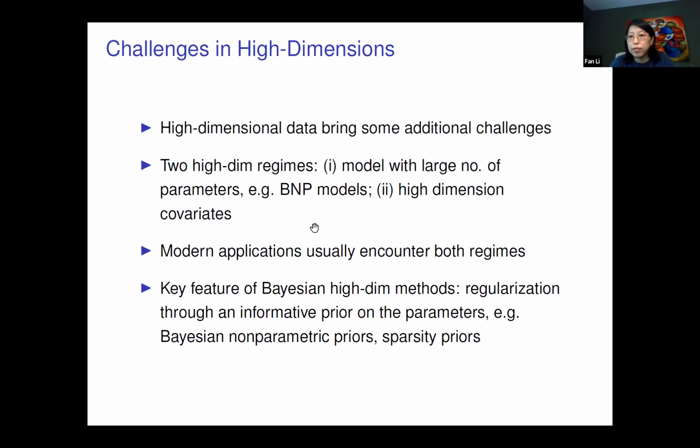So I probably have 5 minutes. I'll try to run through the high dimensions in 5 minutes. The last section of this is, we all know that high dimensional data brings additional challenges, and there are at least 2 different types of high dimension regimes. The first one is when the model itself is high dimensional, like Bayesian non-parametric models themselves have a lot of parameters. And the second one is when you have high dimensional covariates, a lot of covariates. Modern applications usually encounter both regimes.